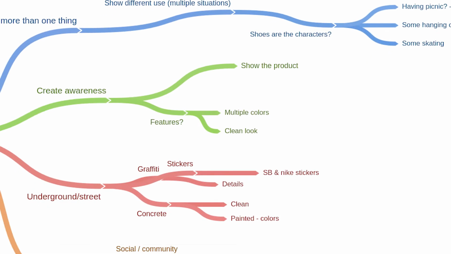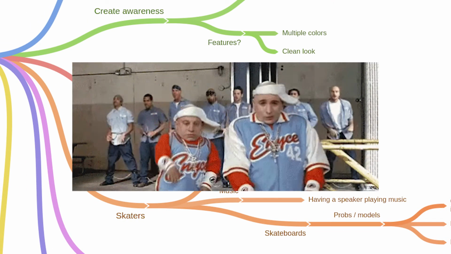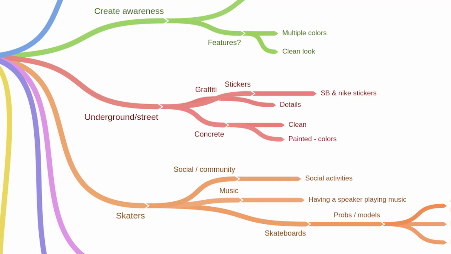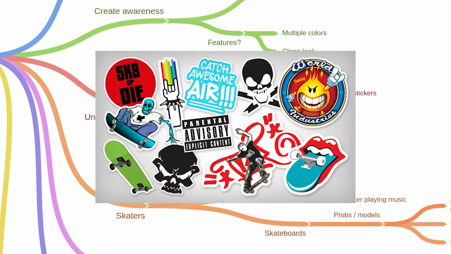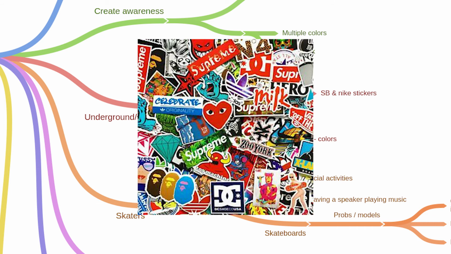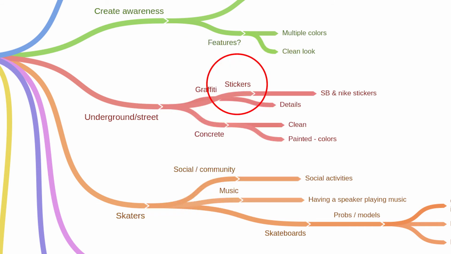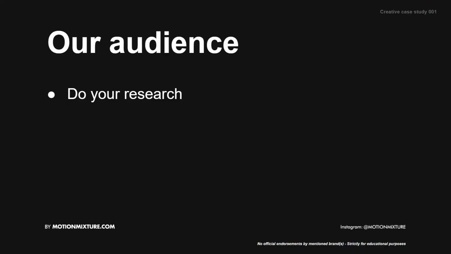Then on to the underground/street, and I thought we could do some stickers, because I think especially the underground and the street skating community use stickers, because it looks cool, I guess. But what we could do with that is maybe create some SB or Nike stickers and have them slapped around the scene, just as a smaller detail.